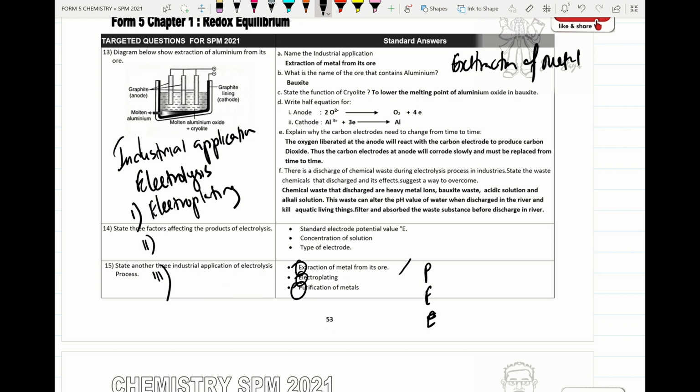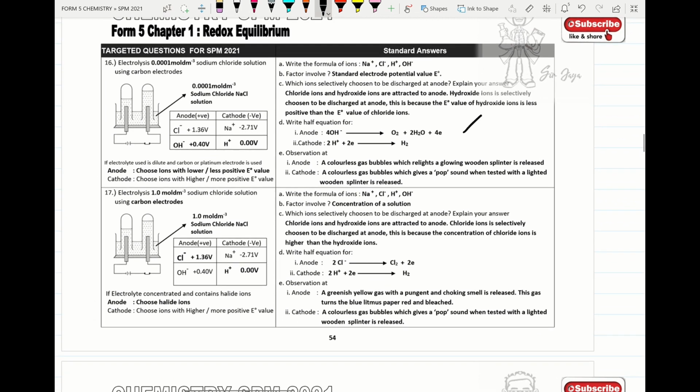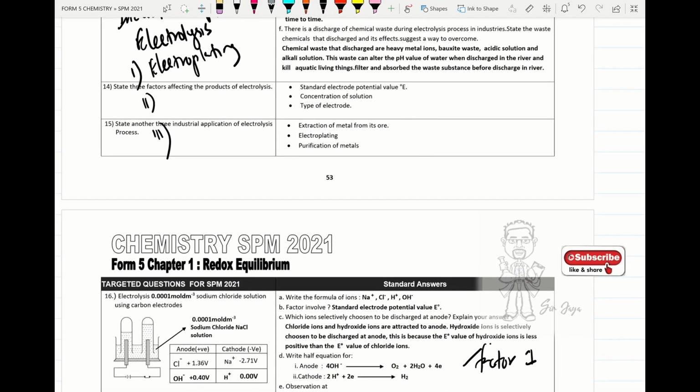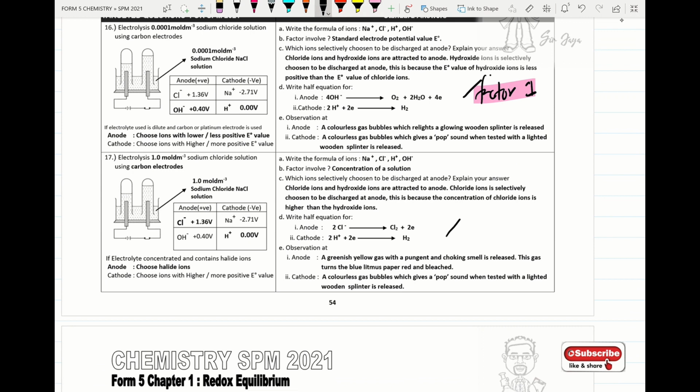I already discussed this question in the previous video. Please check and please go through. This question also I already discussed in the previous video. So this is involved with factor 1. What is factor 1? The factors are given in the module. Factor 1 is the standard electrode potential value, factor 2 is concentration, factor 3 is the type of electrode. So this is factor 1 versus factor 2, which is concentration.